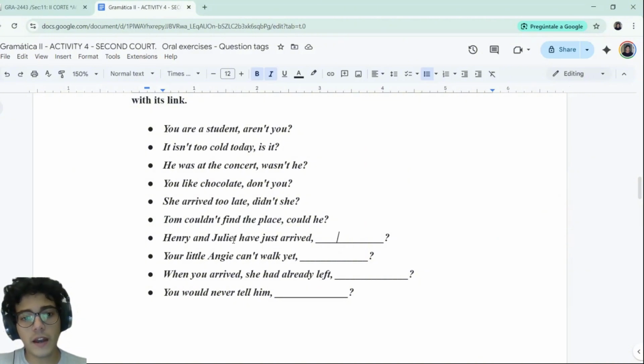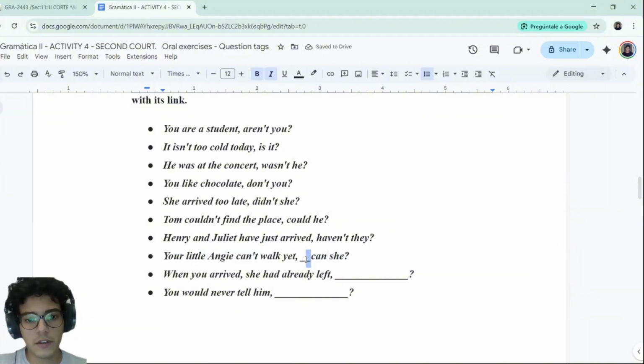Henry and Juliet have just arrived. Again, this is a positive statement, so the question tag must be negative. Henry and Juliet have just arrived, haven't they? Your little Angie can't walk yet, can she? Negative statement, positive question tag.